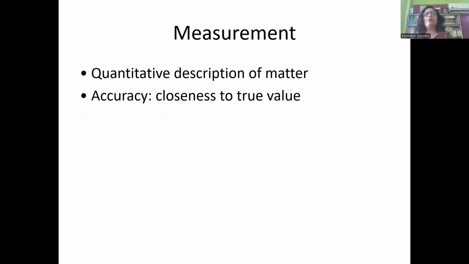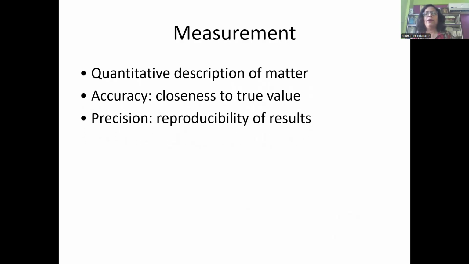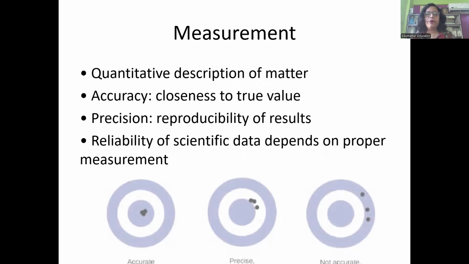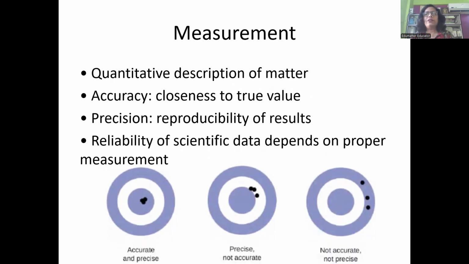And for measurement, two things are very important. One is accuracy, another is precision. What is accuracy? It's the closeness to the true value. And precision is the reproducibility of the results. Reliability of scientific data depends on proper measurement. Now, what is accuracy and precision?